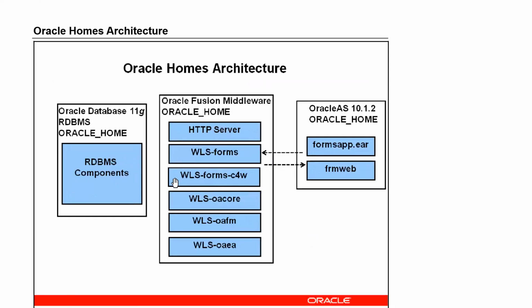Now we will try to understand the Oracle Homes architecture. We have a database component, and here this is the application tier, and this is the middleware where you have the HTTP server for HTTP requests. Apart from that, we have a WebLogic server running, which will be performing your forms, OA core, OAFM, OAE. This is for the SSO in particular. OAE managed server. These are all called the managed servers.